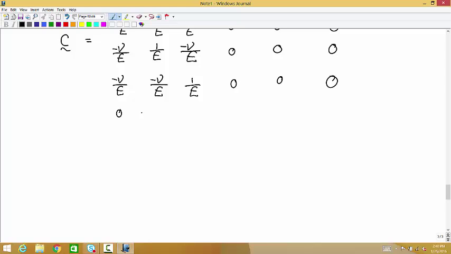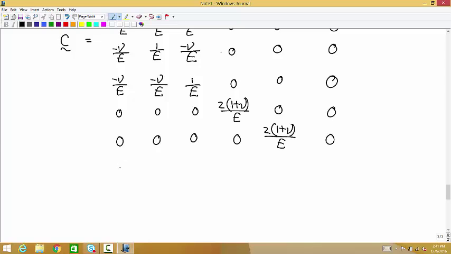The third row is negative nu over E, negative nu over E, 1 over E, 0, 0, 0. Then the fourth is 0, 0, 0, 2 times the quantity 1 plus nu over E, 0, 0. And then for the last two rows, this one term just moves over 1 each time, so 0, 0, 0, 0, 2 times the quantity 1 plus nu over E. And then the last one, that non-zero value is all the way in the 6th spot, 2 times the quantity 1 plus nu over E.